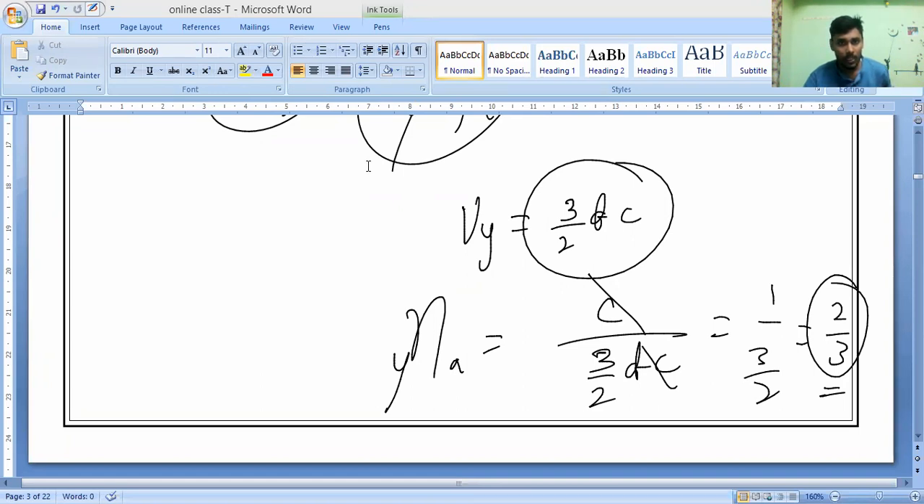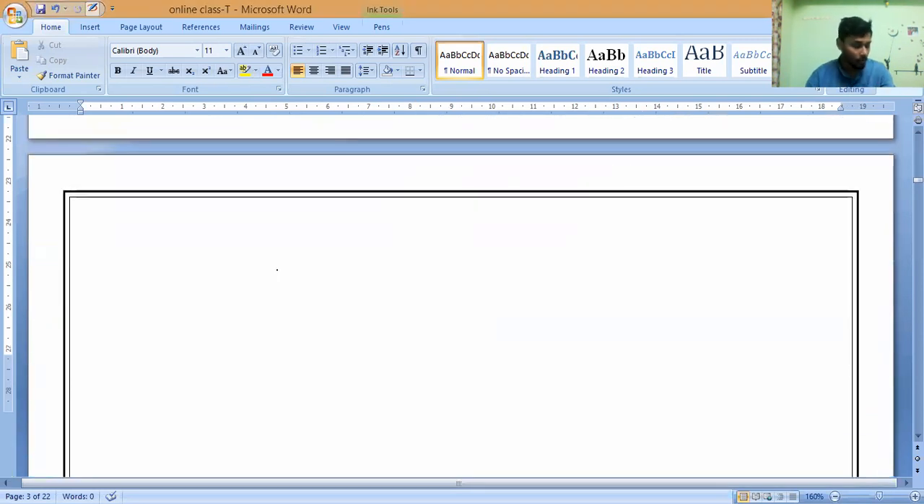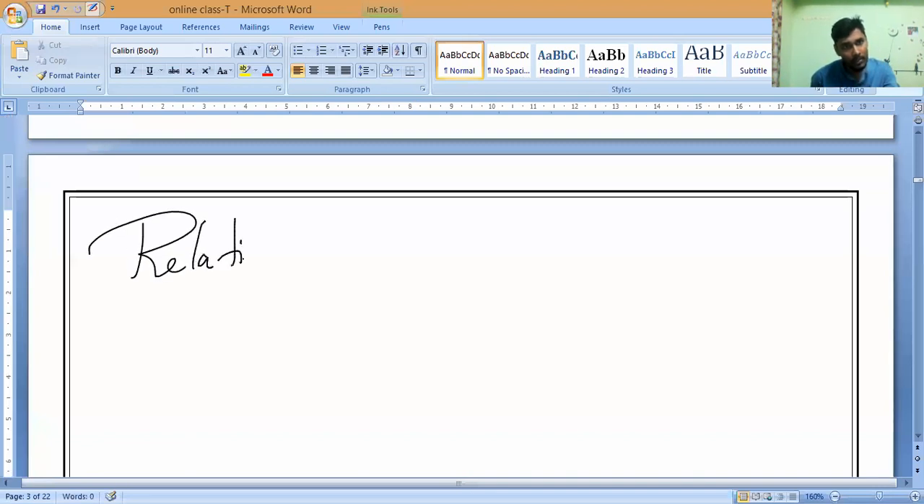Yes, clear? So that is the possibility of asking a question. Now, let us go for the second one, after absolute refractive index. What is the second one, guys? Relative refractive index.